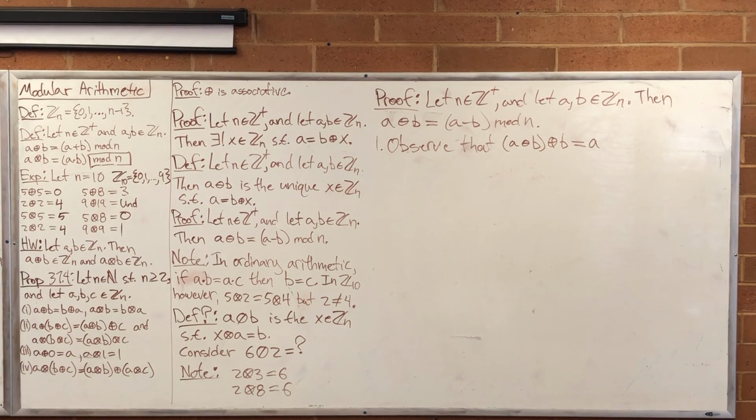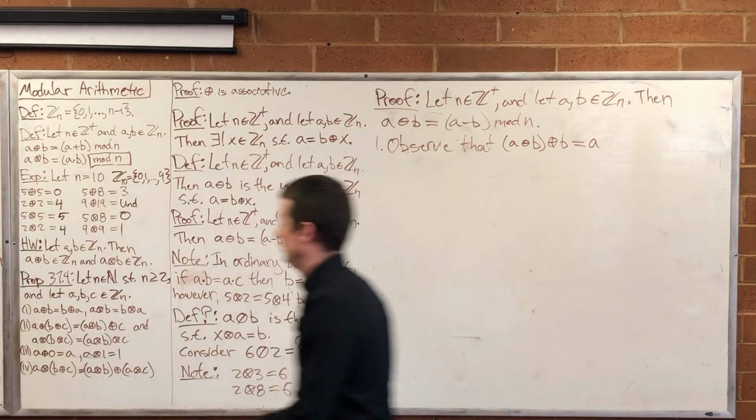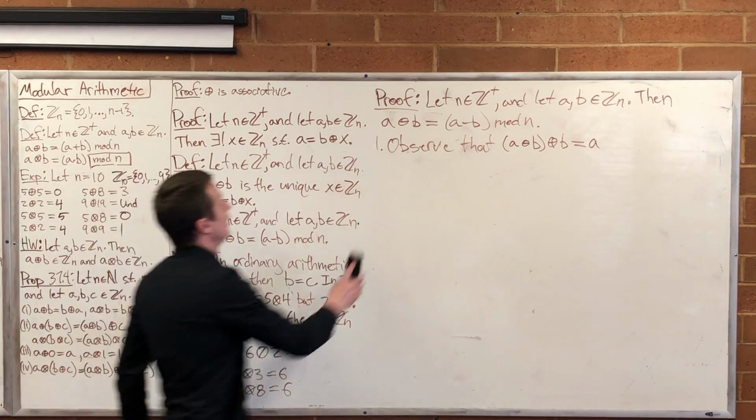We need to show 1, that a minus b mod n is in Zn. We already showed that. And then 2, if x is equal to a minus b mod n, then a is equal to b plus x. Oh, because x is the unique thing that makes that true. Okay. I guess that works.